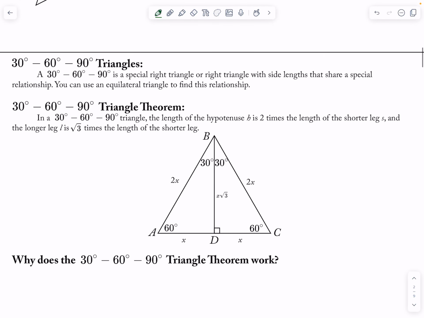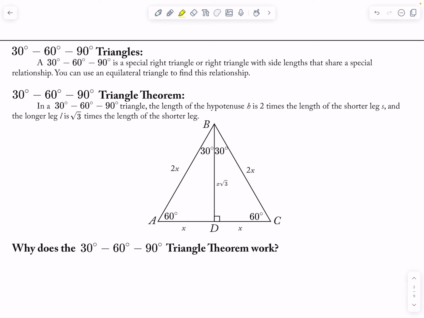So now, the 30, 60, 90 triangle. I'm only going to look at one of these here. And you do have to memorize your ratios. So if you wanted to, we could draw it differently here. If I had 30 here and 60 here, my root 3 side is here, my x side is here, and my 2x side is here.